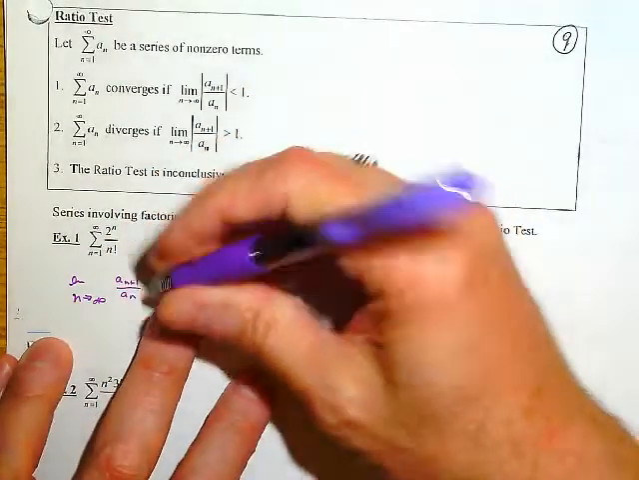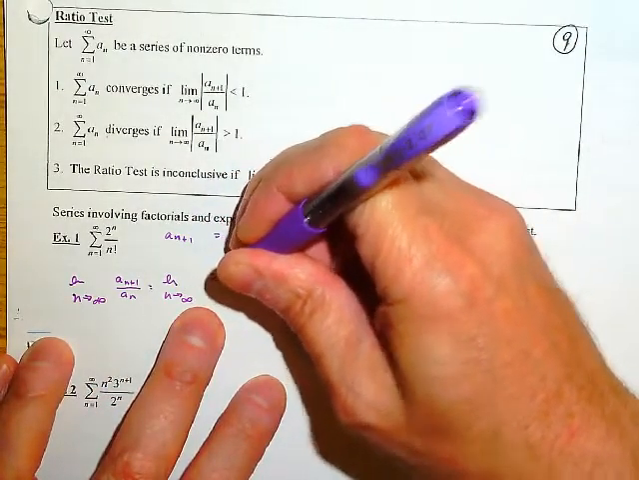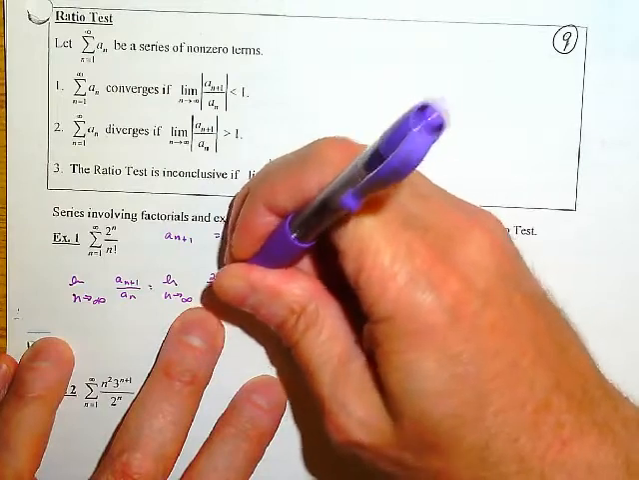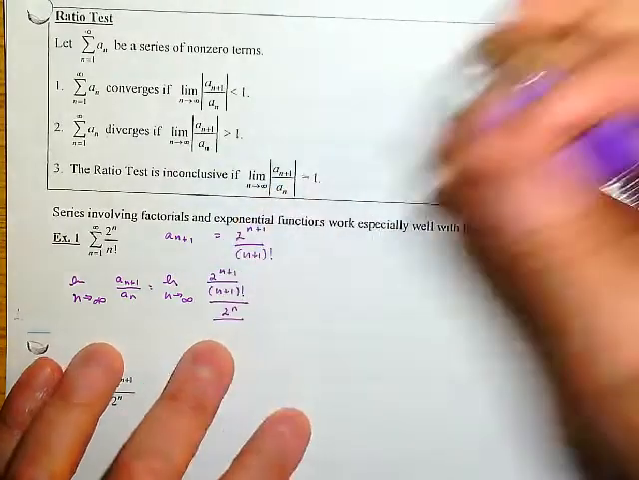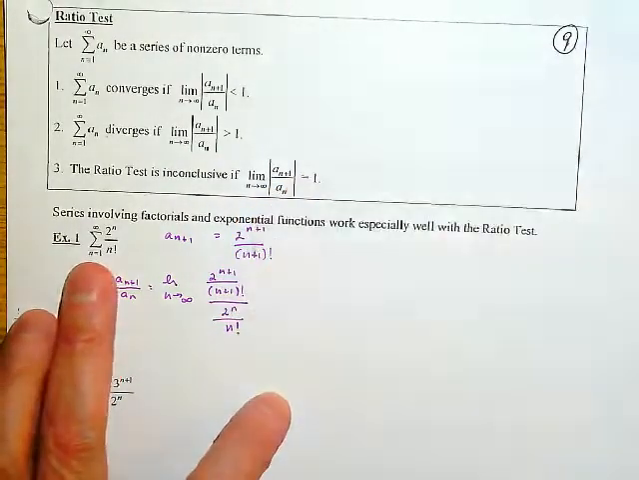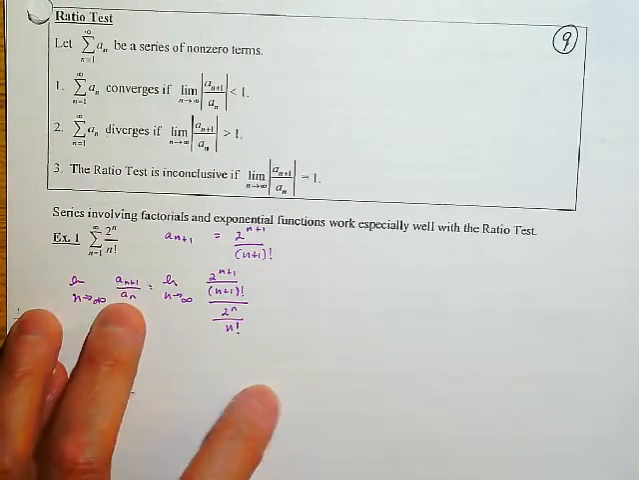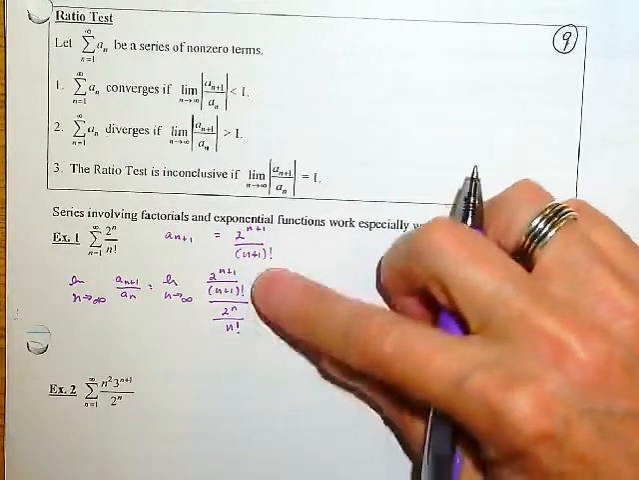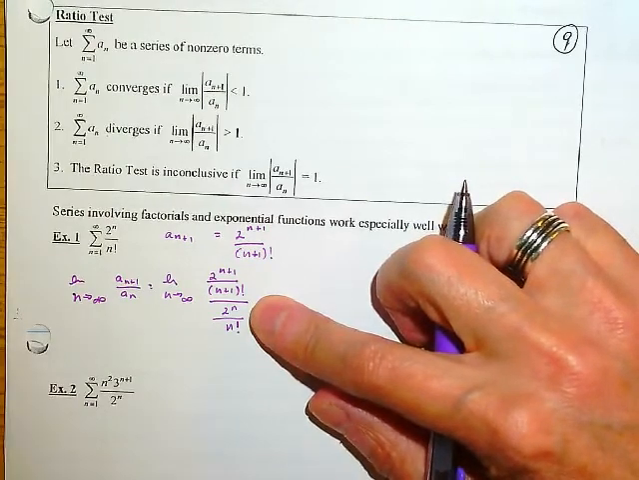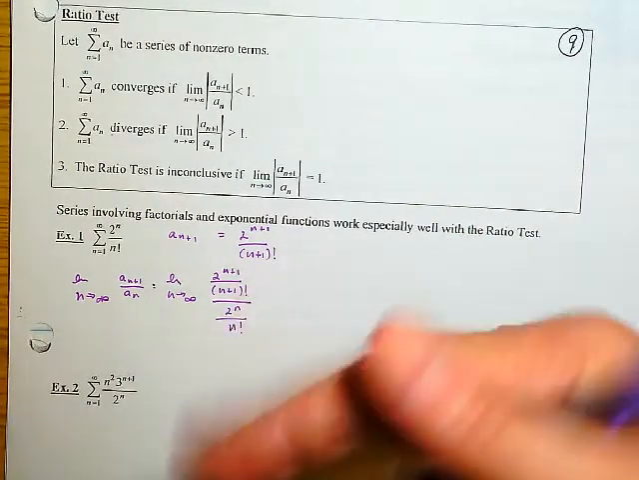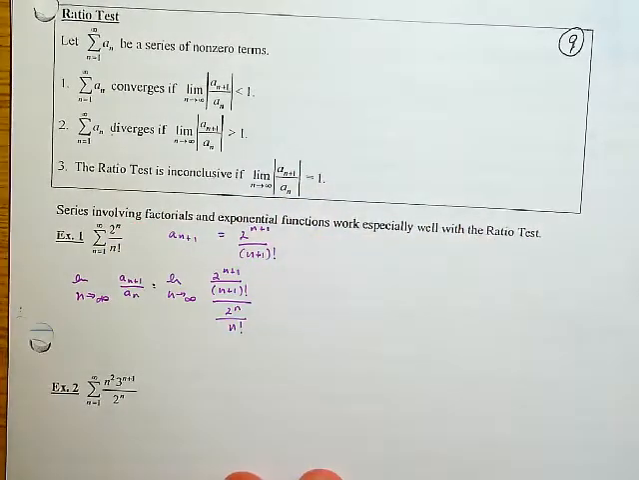Well, a sub n plus 1 is 2 to the n plus 1 over n plus 1 factorial, divided by 2 to the n over n factorial, the original series that we're looking at. So we're going to have a very ugly looking four-decker fraction here. You'll probably always do this from now on. Just go ahead and flip and multiply your original series times the n plus 1 series.